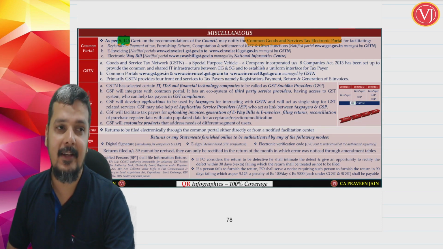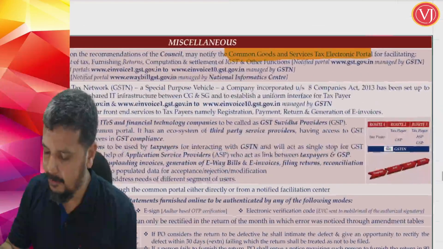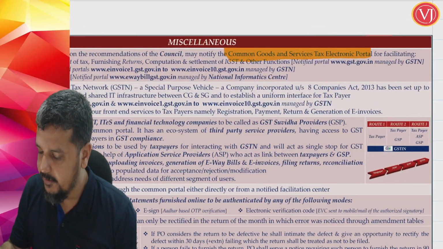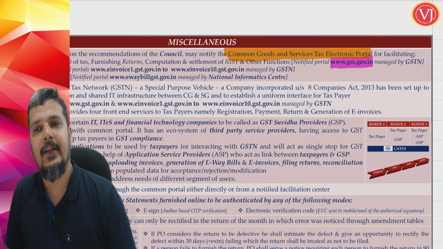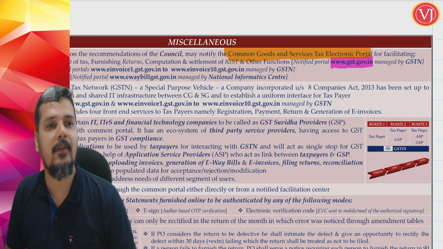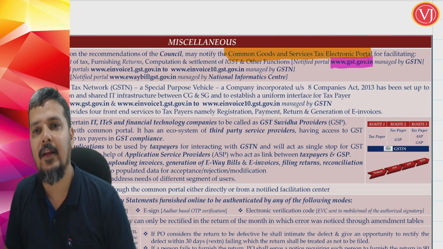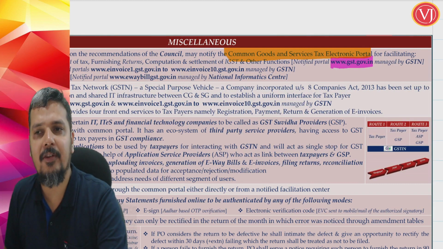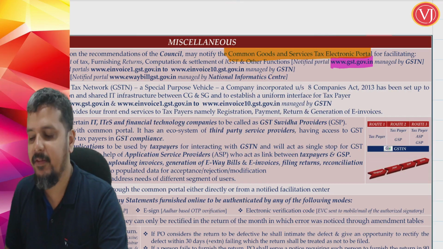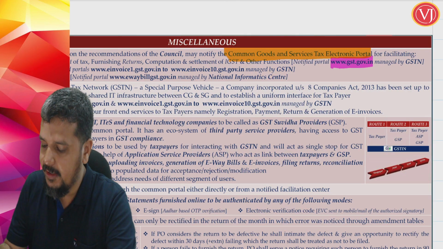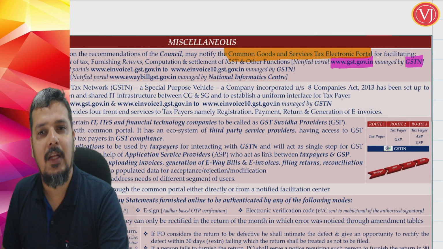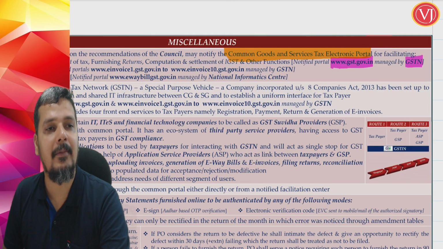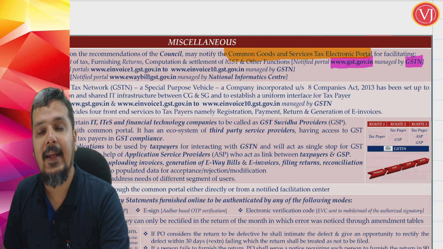Now when GST started, there was only one common portal, which was www.gst.gov.in. So when GST started on 1st of July 2017, how many common portals were there? Only one, www.gst.gov.in, which is managed by GST Network. GST Network is a section 8 company as per the Companies Act 2013.